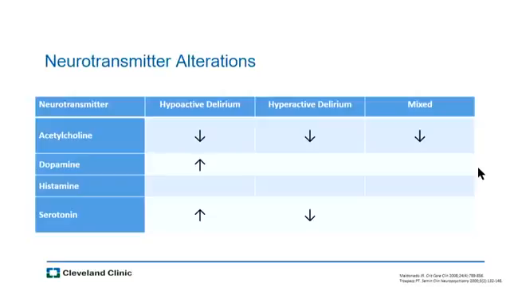Some of the neurotransmitters associated with ICU delirium include acetylcholine, dopamine, histamine, and serotonin. And our subtypes of delirium are based on either the depletion or increase of these levels. So for example, in hypoactive delirium, there's actually increased levels of dopamine and serotonin, whereas in hyperactive delirium, there are decreased levels of serotonin. And histamine, both depletion and excess, has been associated with delirium as well.